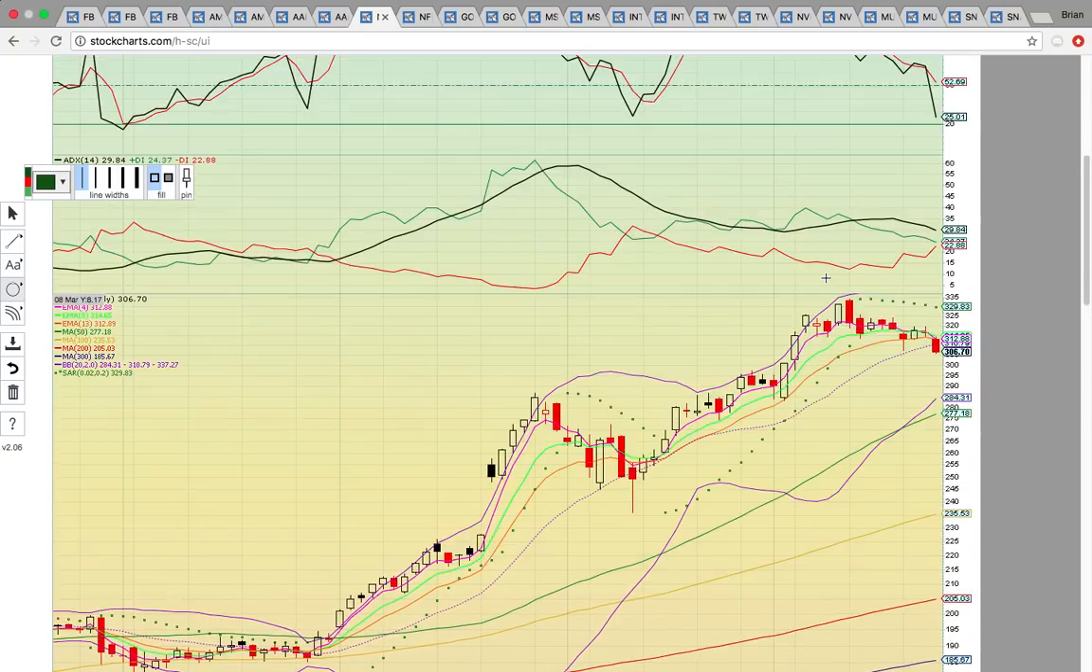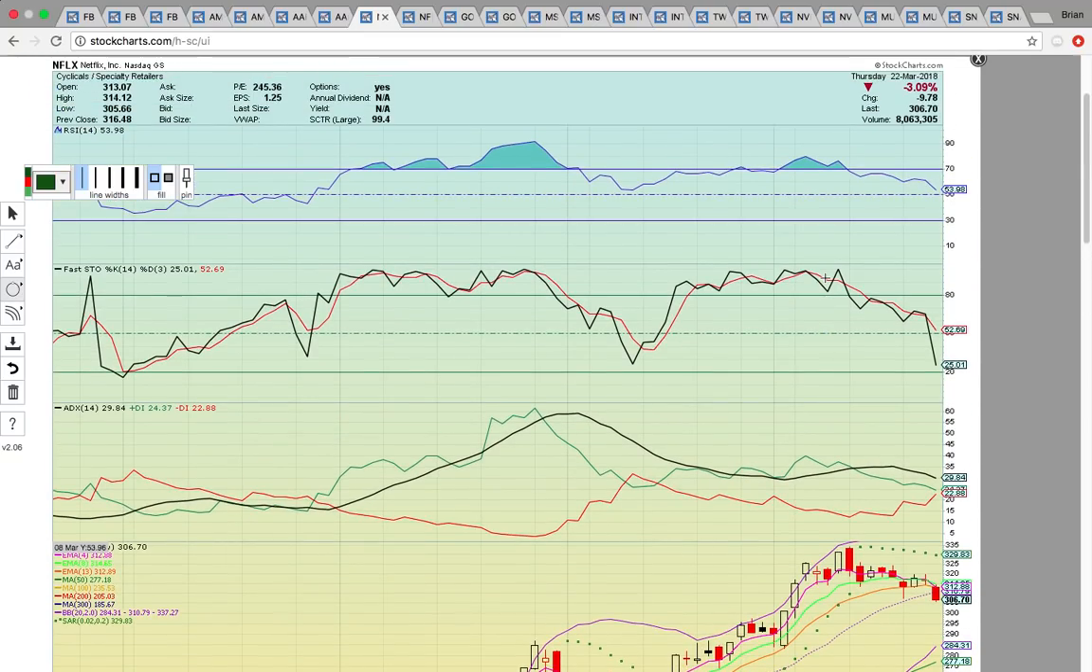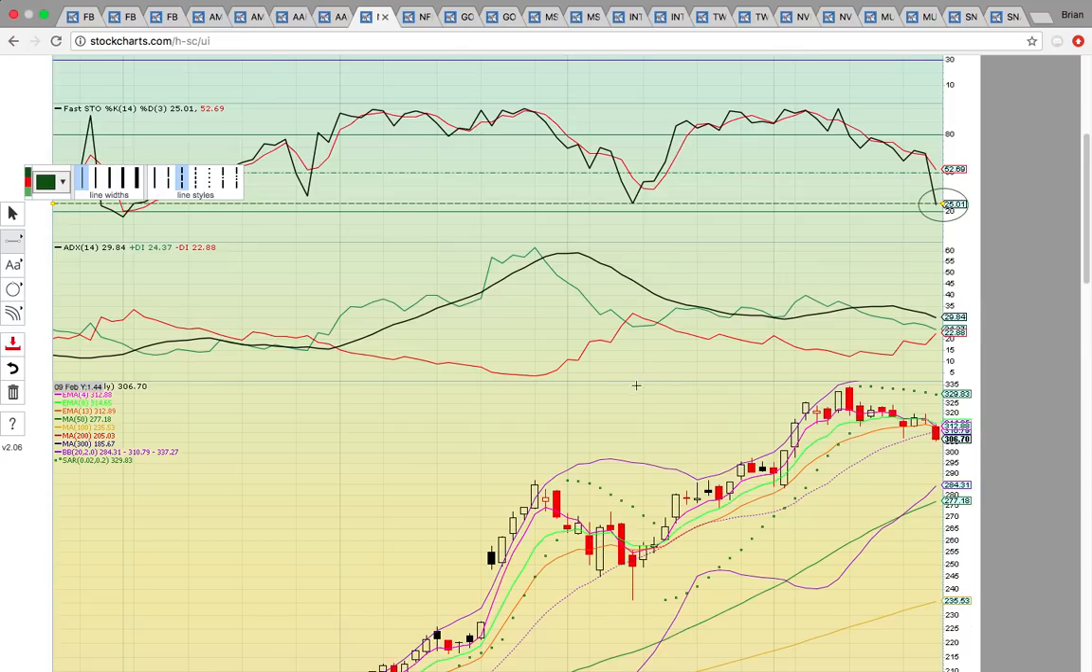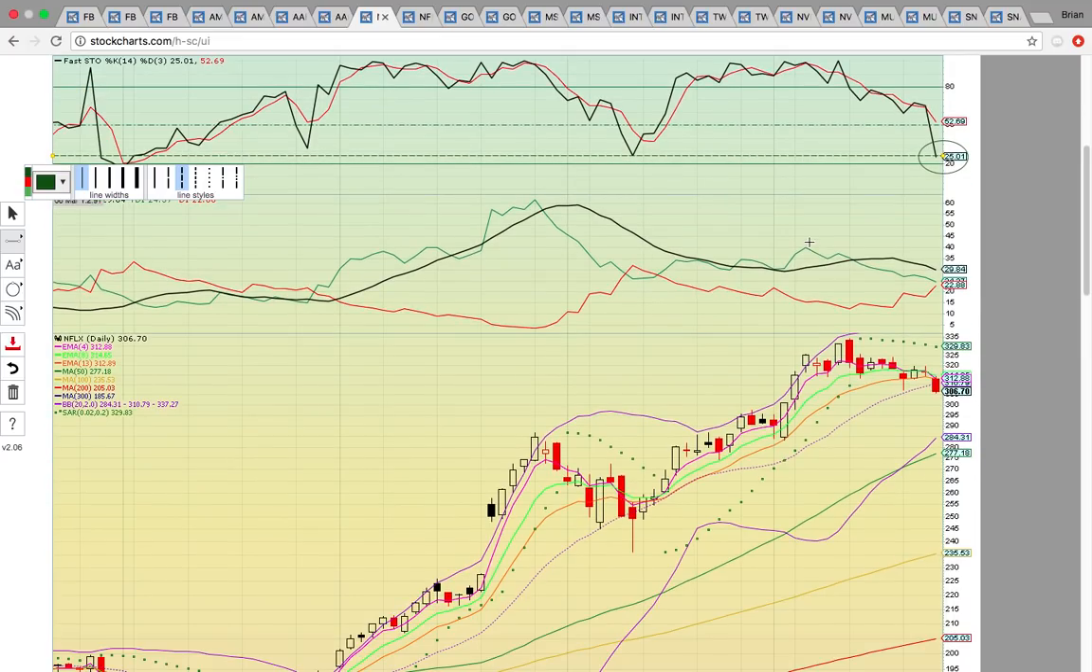And so here, let's look at Netflix. Netflix has more of a similar chart to Amazon, where it was holding up much better. RSI is still at 53, so it's still bullish. Down here you've got Fasto hitting 25. This is a level where it bounced off when it pulled back in February, so it's hitting a key support level.